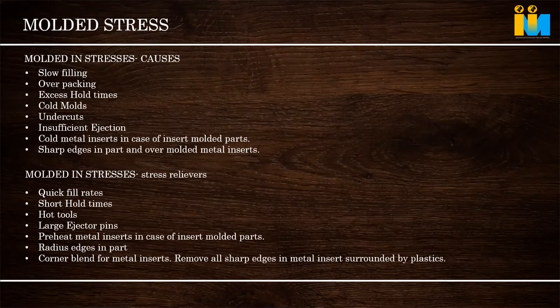Preheated metal insert, as I told you. And radius: wherever there are sharp corners, provide some radius. Wherever an insert is there, blend the corners and make some radius. Sharp corners have to be avoided.